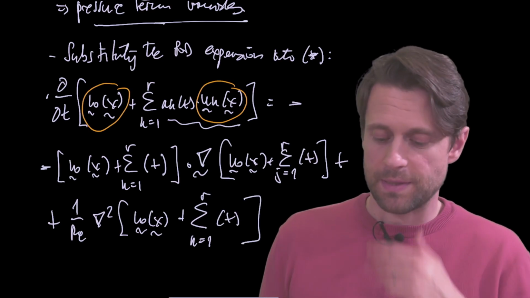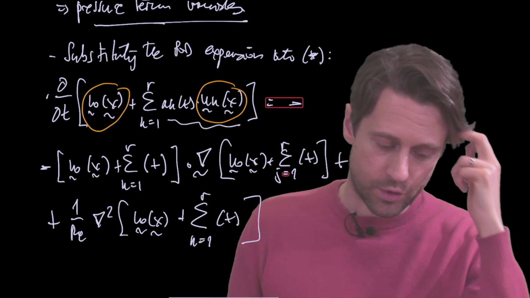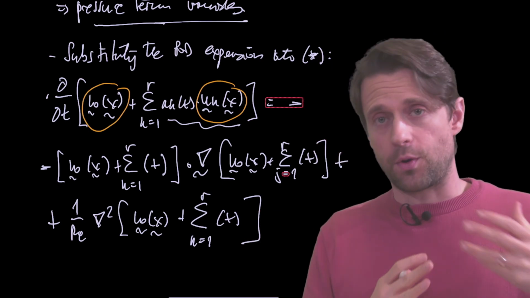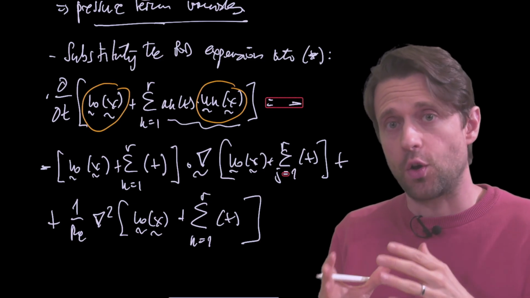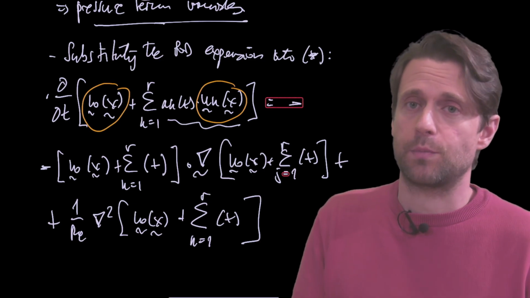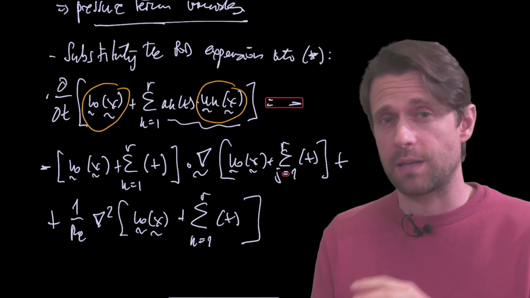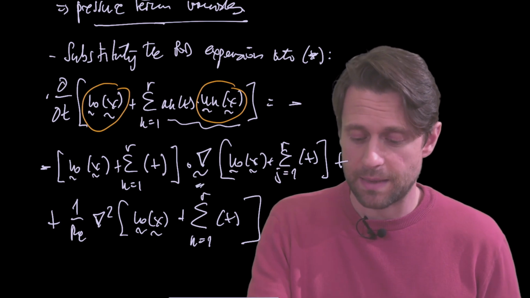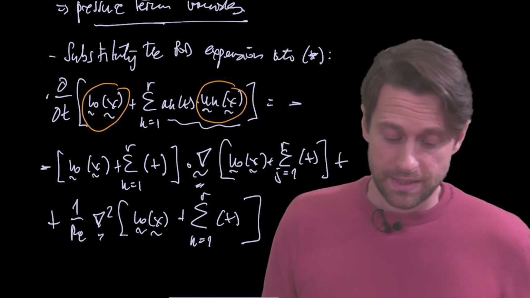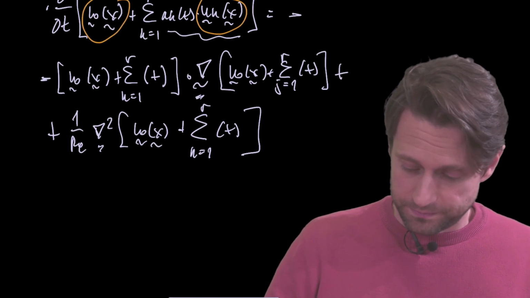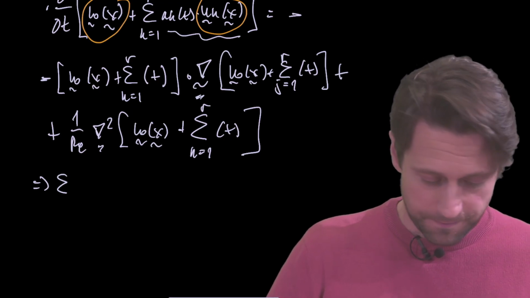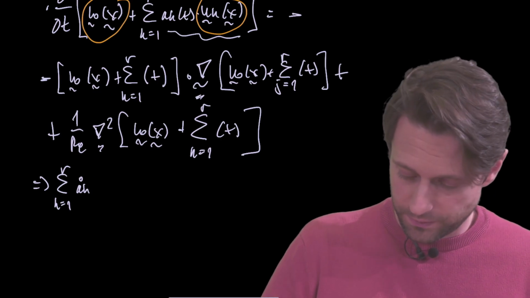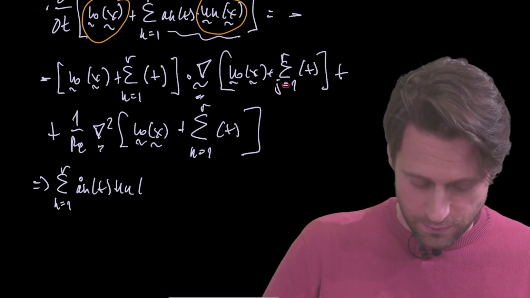Okay? This looks a bit ugly, like there are many things going on, but we can actually work things around a little bit. In a nutshell, we're going to do the same that we did before. We're going to take the things that depend on space only, and then those will come out in the temporal derivatives. Things that depend only on time will come out of the spatial derivatives. The spatial derivatives are going to be here by nabla and the Laplacian operator. So let's exactly do that. What I have here is the sum from k equals 1 to r of ak dot of time times uk of x.